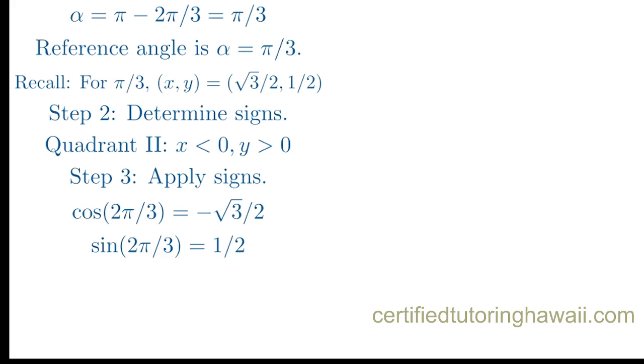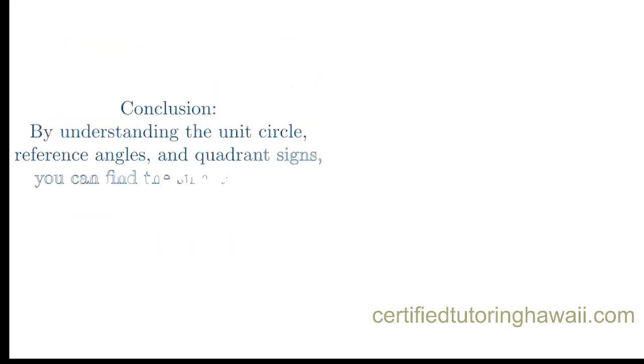The unit circle is a powerful tool. By understanding its fundamental properties, the coordinates for special triangles, and the concept of reference angles, you can find the sine and cosine of any angle. In this video, we've accomplished our learning objectives by determining coordinates on the circle and using them to find exact trigonometric values. Keep practicing this technique, and you'll become a master of the unit circle.